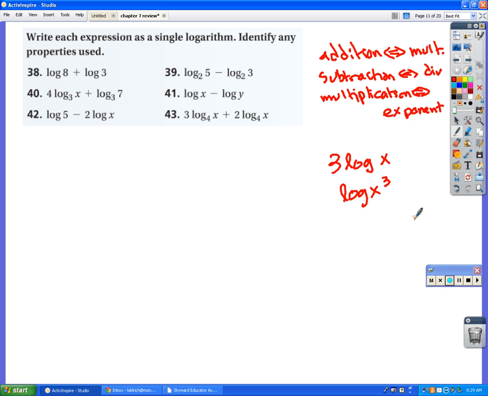Everything okay? So multiplication is the same as an exponent. What's division? Well, if you go the other way, division is the same as subtraction. So if you have log of x divided by y, you can rewrite that as log of x minus the log of y. But it doesn't work that way with multiplication.